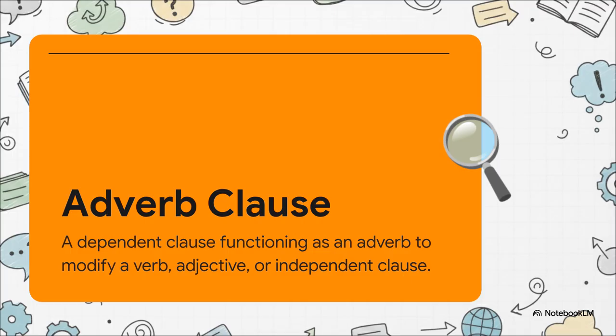And why is this absolutely crucial? Because this clause brings the vital context to your sentence. It delivers the why, the when, the where, or the how. But catch that word, dependent. It can't survive on its own. It absolutely must be anchored to a strong independent clause to actually make sense.